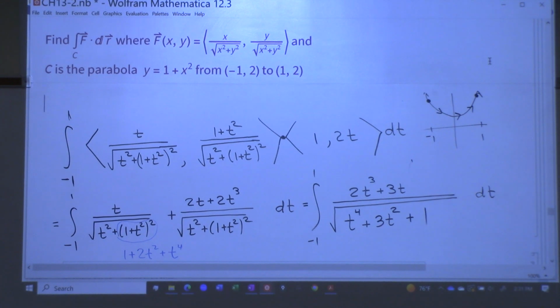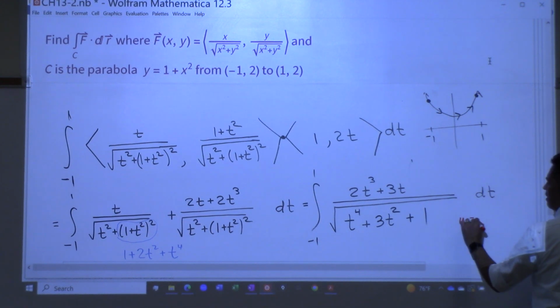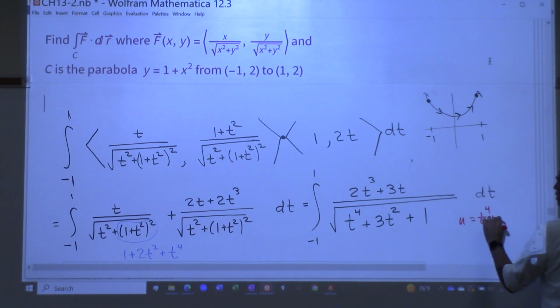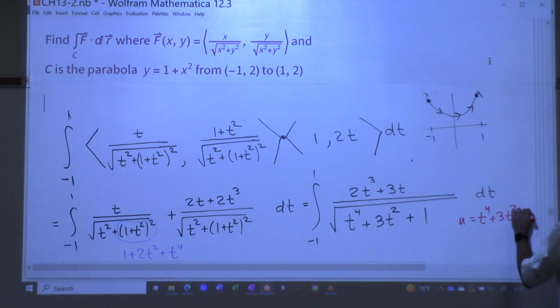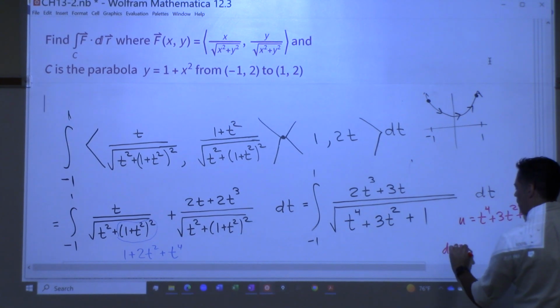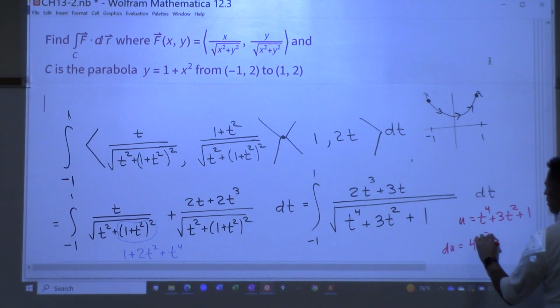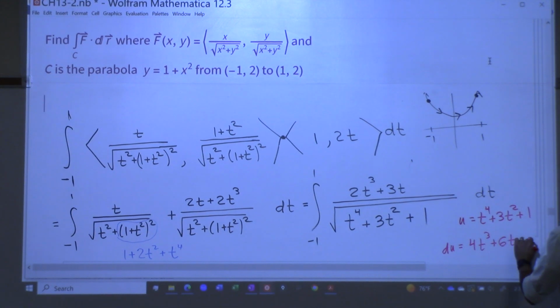Think we could do it with the u sub? Is that just a basic u sub? Could it be? I sure don't see what else. All right, look, if u is the entire radicand, what's the derivative of that? 4t cubed plus 6t, dt. Is that what we have up top? Oh, if we pull a 2 out of this, we do, right?